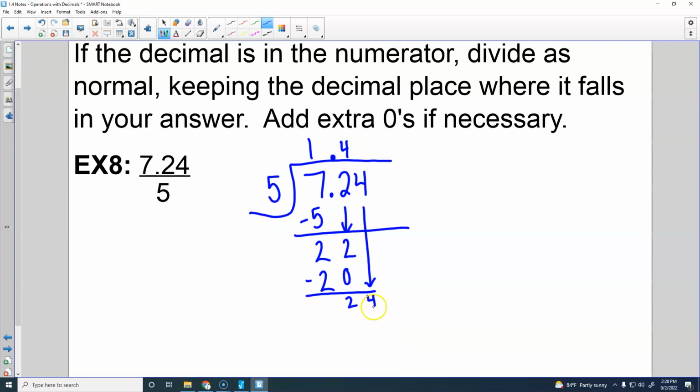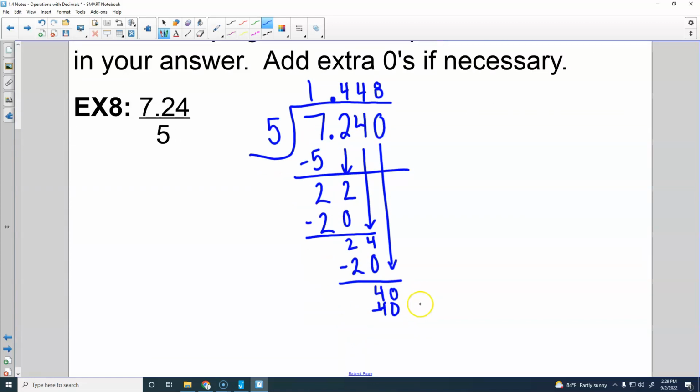Okay. How many times does 5 go into 24? 4 times again. 4 times 5 is 20. Subtract, we get 4. 5 won't go into 4. We got to add an extra 0 here and bring that down. How many times does 5 go into 40? 8. That goes evenly because 8 times 5 is 40. Subtract, you get 0. So you will be done. So 7.24 divided by 5 is 1.448.